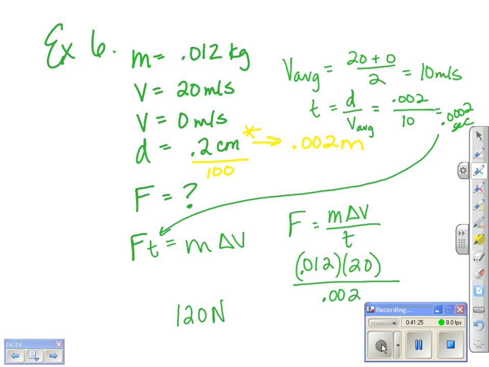All right. Ooh, I didn't do that right because I left out a 0. Oh gosh, come on, Miss C. It should be 0.0002. Hopefully somebody corrected that and I just didn't hear you. Sorry. So that would make my answer not 120 but 1,200 newtons. Okay, that should be the correct answer.